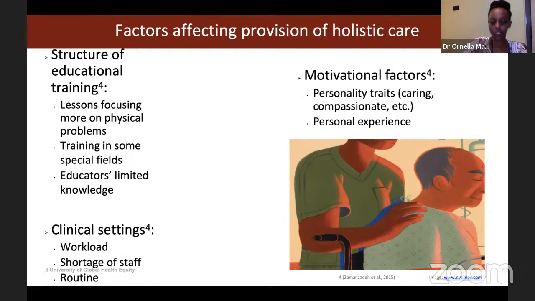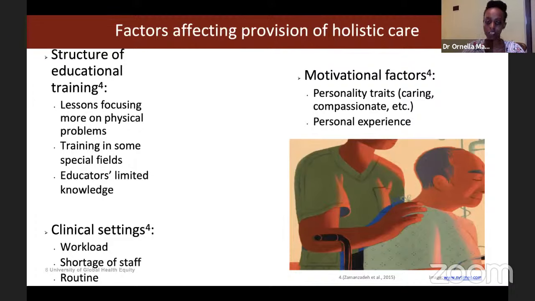They will just treat the pain, provide the necessary medication, and refer that patient to another rehabilitation center, most of the time in urban areas, without following up with that patient. And also our personal traits, especially here I'm talking about doctors and nurses: how compassionate we are to the patient, how we care for our patient. This also has a big impact on how we can give holistic care.